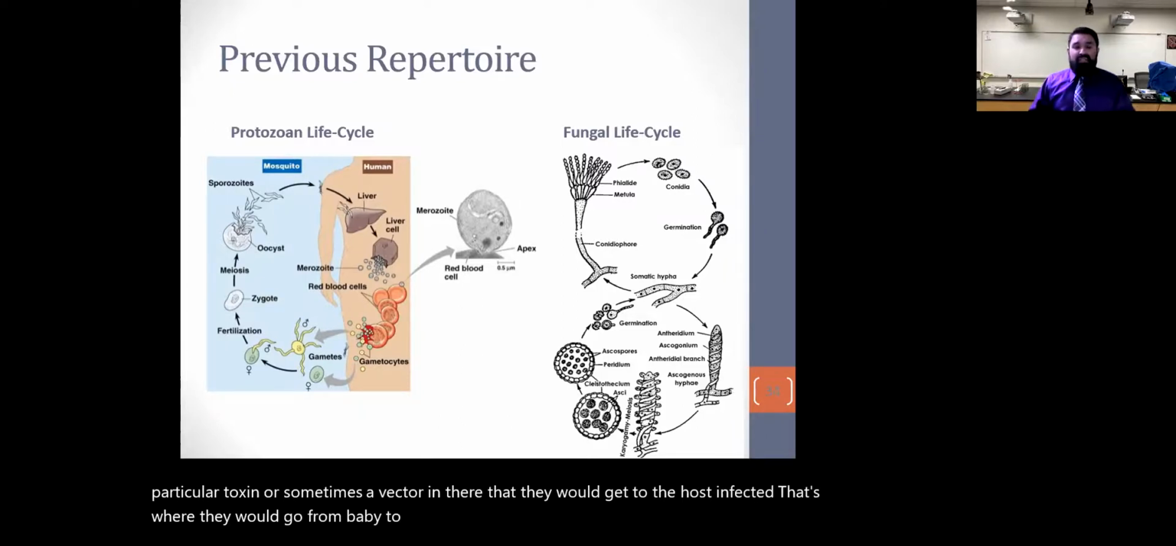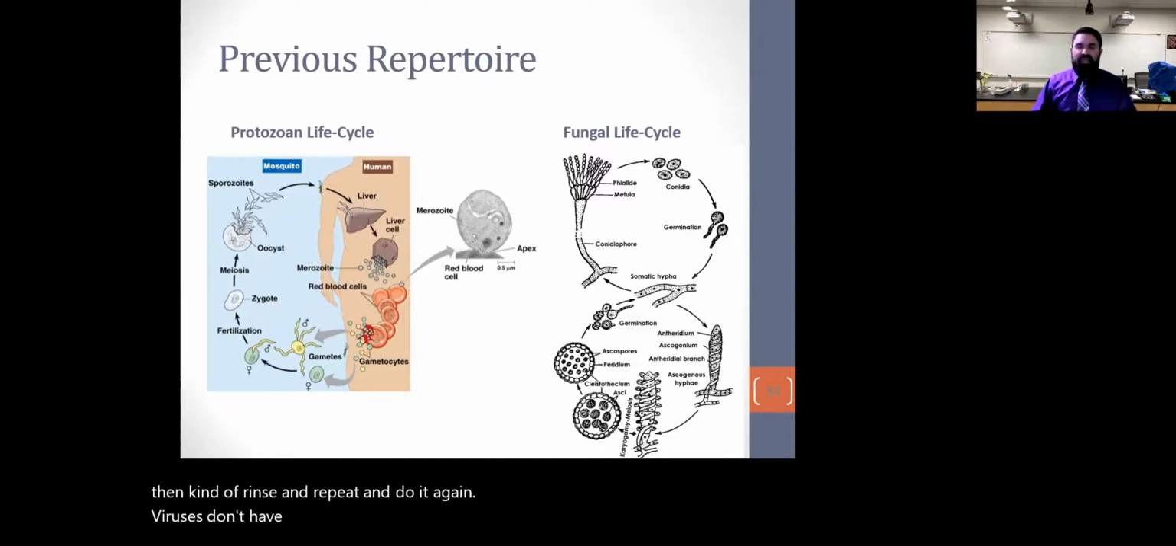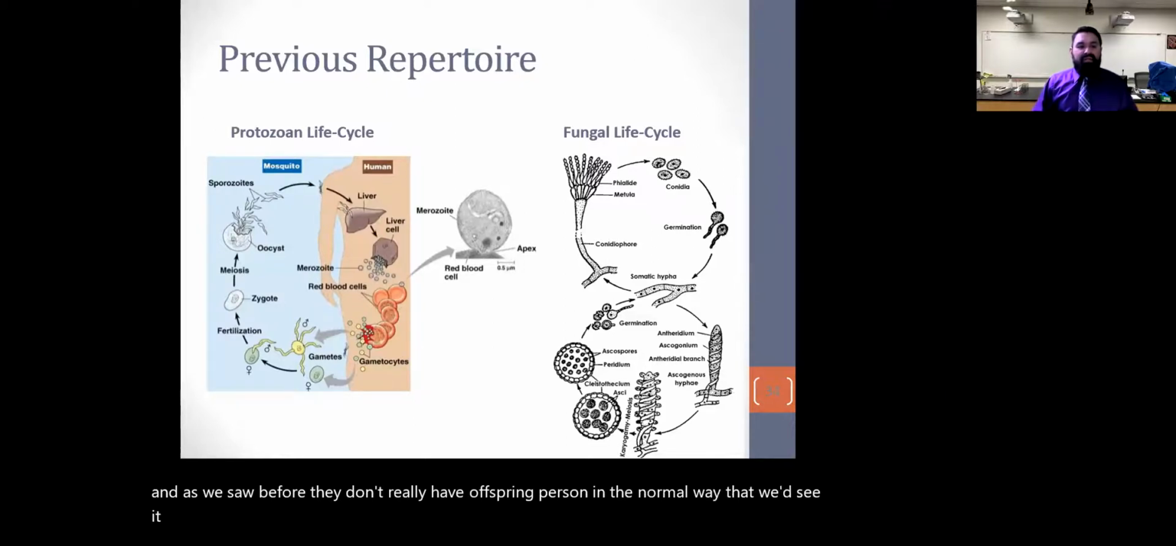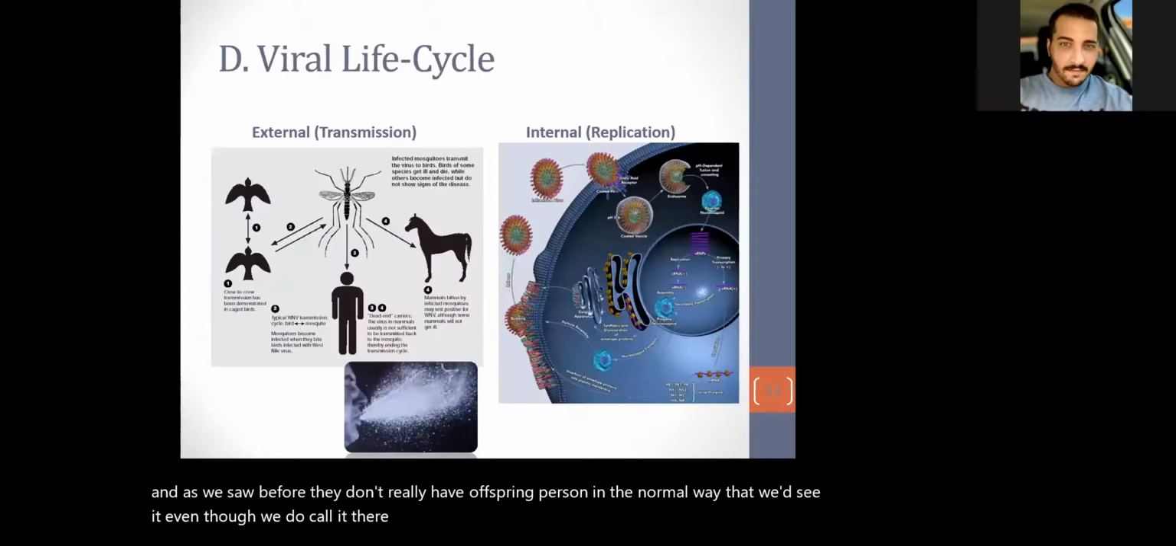And then as an adult, they would reproduce and then kind of rinse and repeat and do it again. Viruses don't have that ability. They're not mating. They don't have a sexual portion behind them. And as we saw before, they don't really have offspring per se in the normal way that we'd see it, even though we do call it their next population, their next generation.